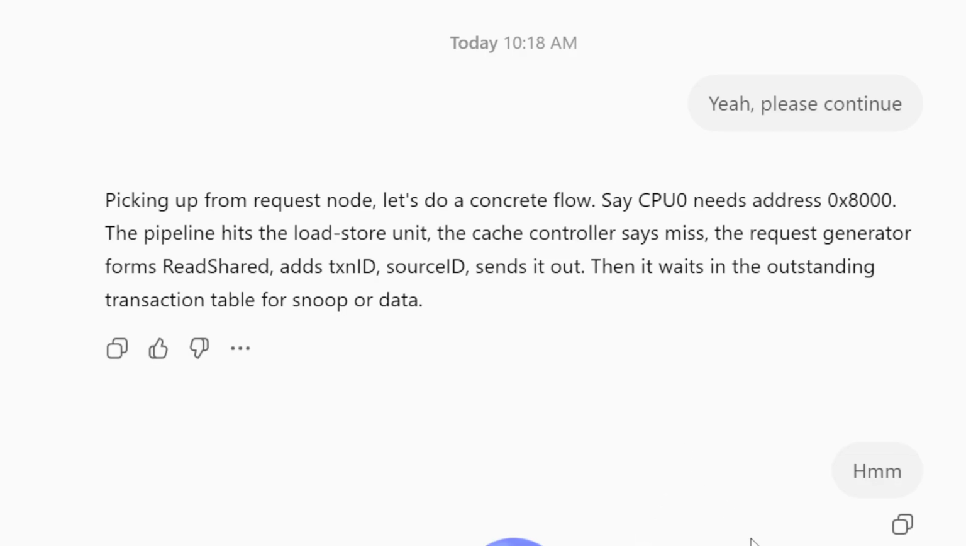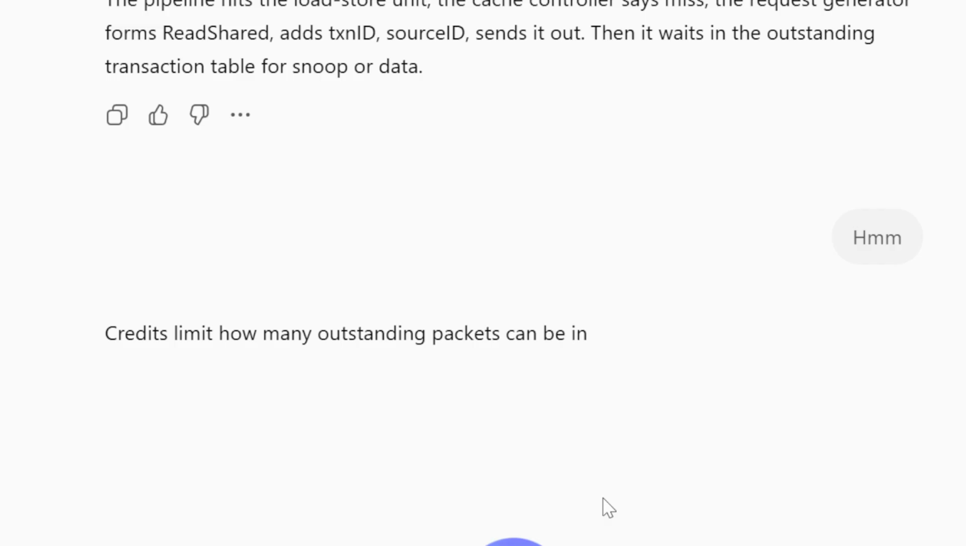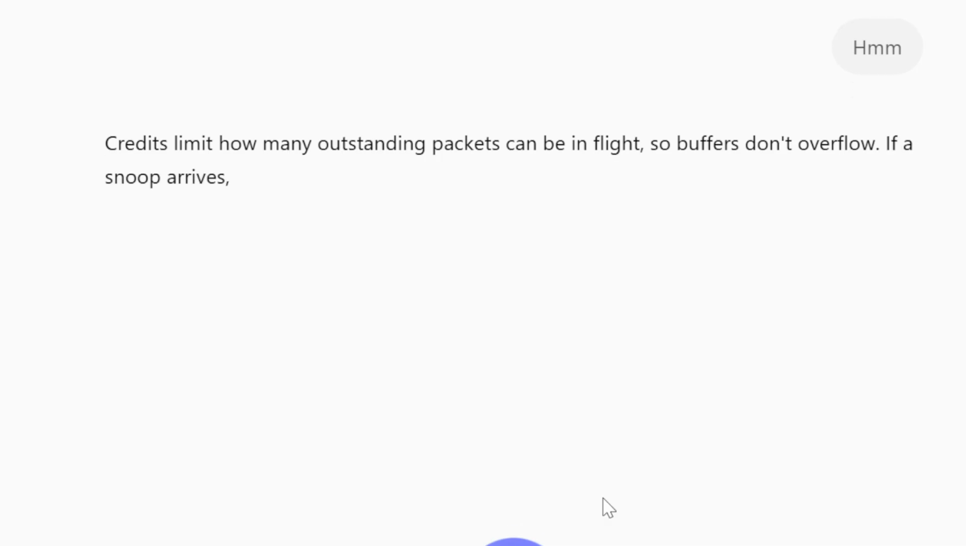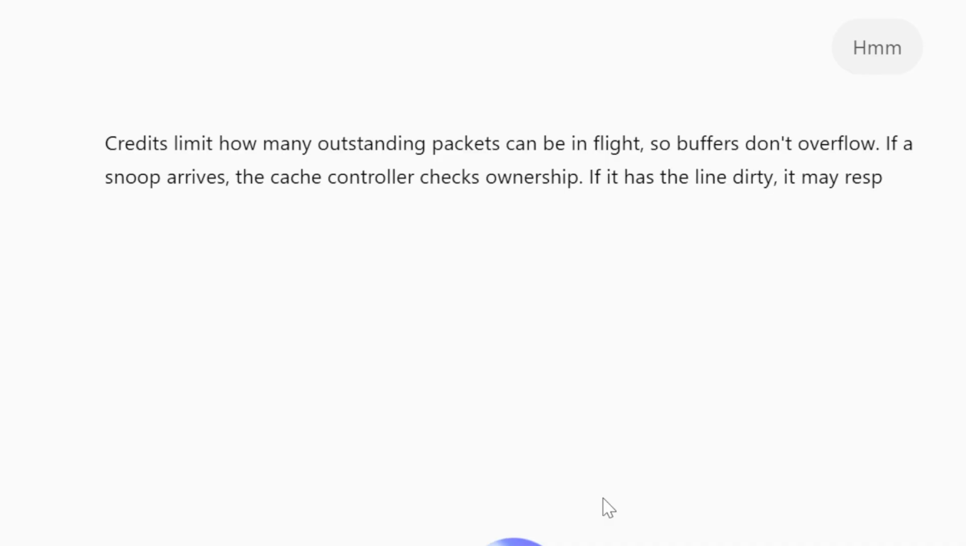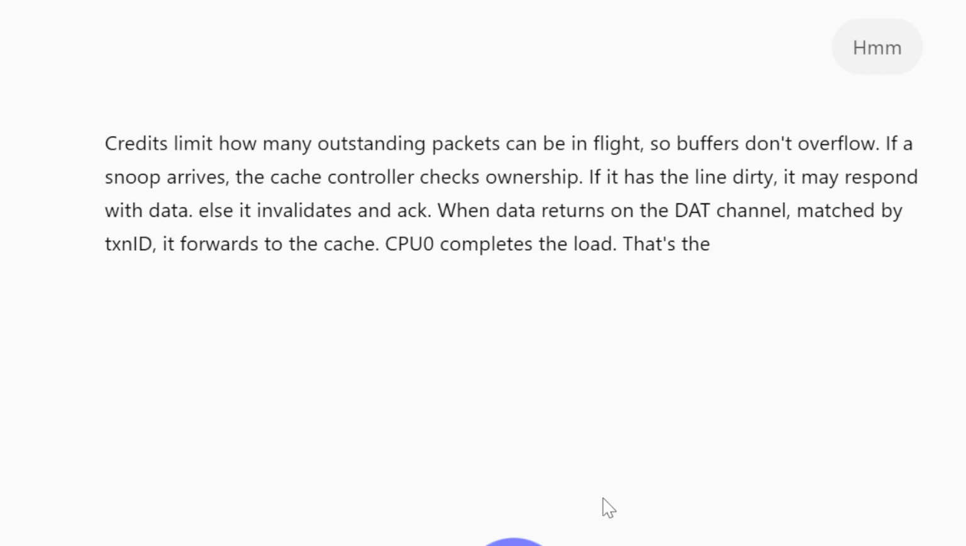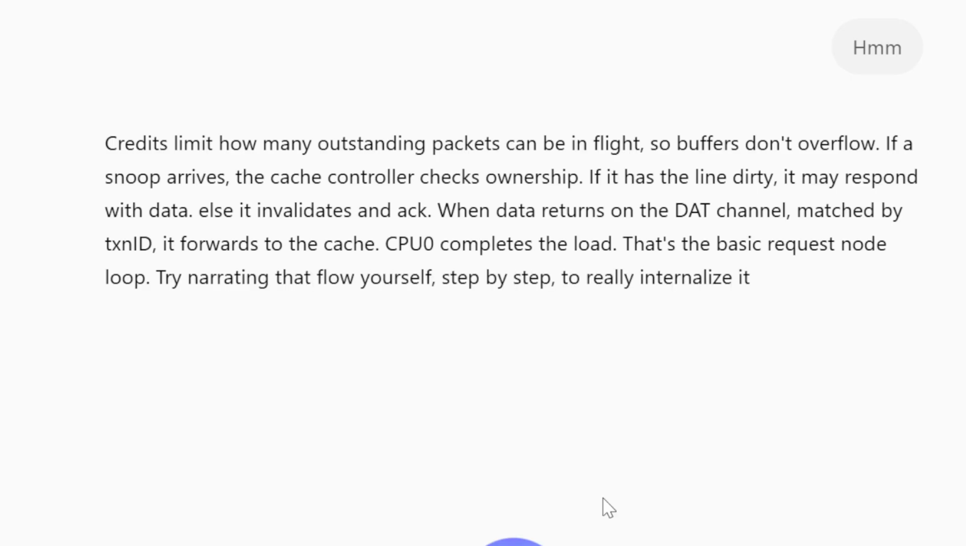Credits limit how many outstanding packets can be in flight so buffers don't overflow. If a Snoop arrives, the cache controller checks ownership. If it has the line dirty, it may respond with data. Else, it invalidates and acks. When data returns on the DAT channel matched by TXN ID, it forwards to the cache. CPU 0 completes the load. That's the basic request node loop. Try narrating that flow yourself, step by step, to really internalize it.